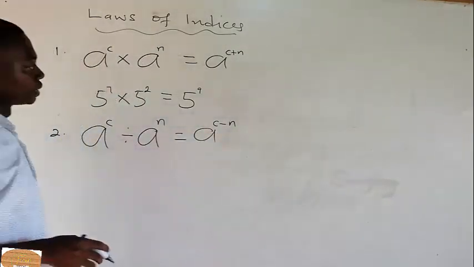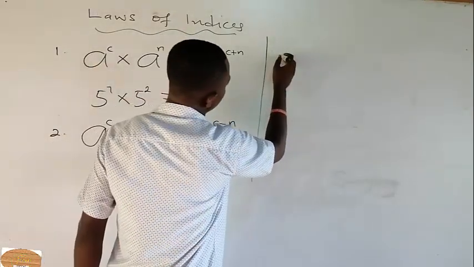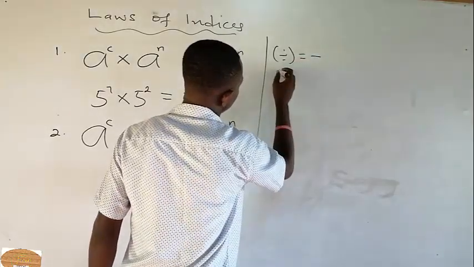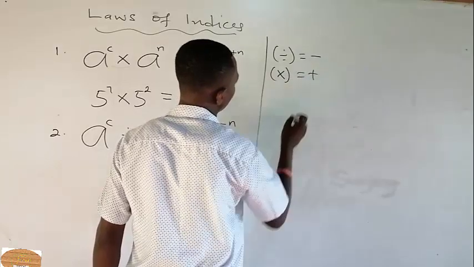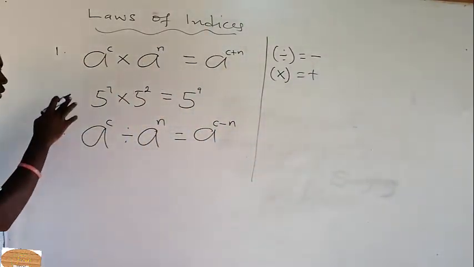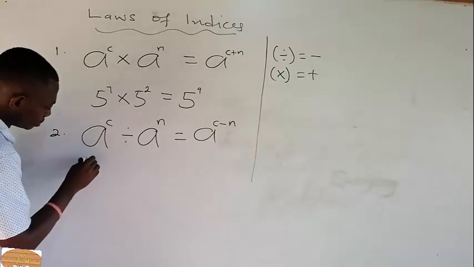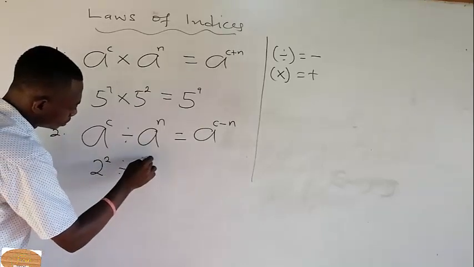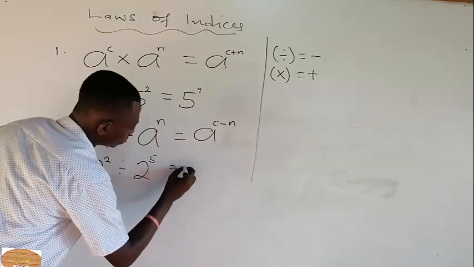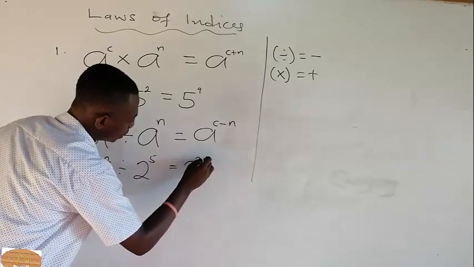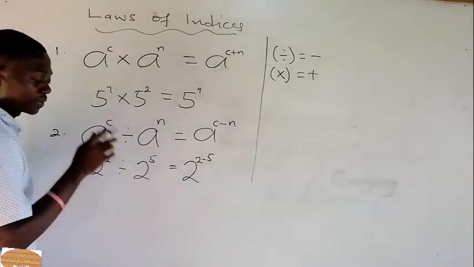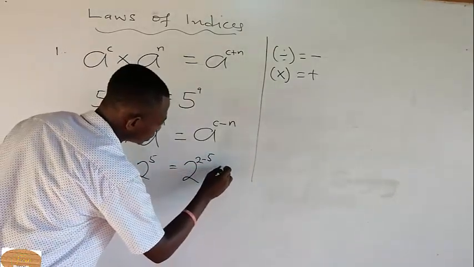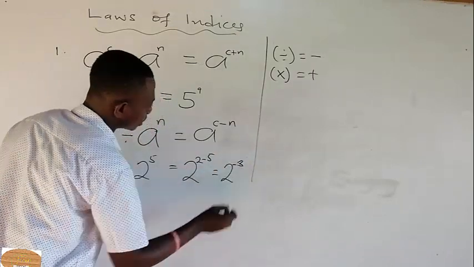Let me summarize this. In case we are given division, it tends to subtraction, and multiplication tends to addition. That is the summary. So in case we are given, let's say, 2 to the power 2 divided by 2 to the power 5, this is straight away 2 to the power 2 minus 5, because I have equal bases, so I'll pick only one and subtract the exponents. So 2 minus 5 is minus 3, so 2 to the power minus 3.